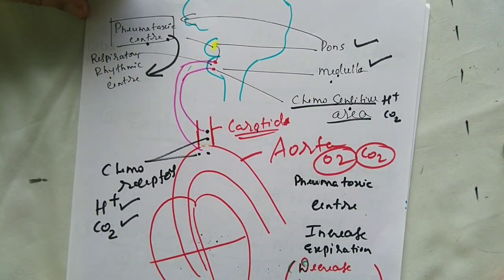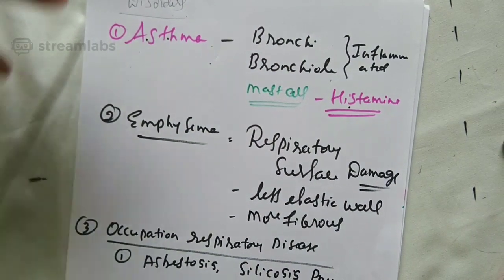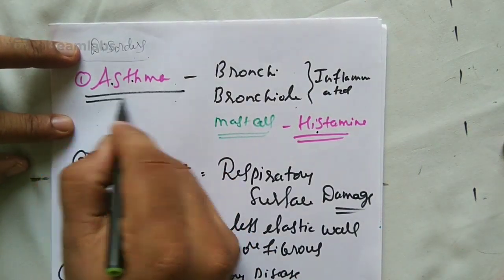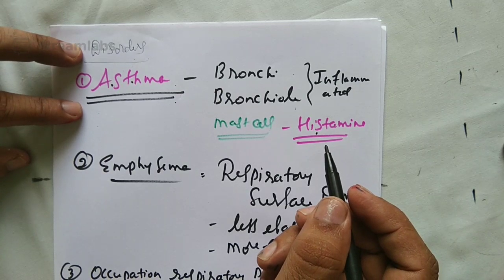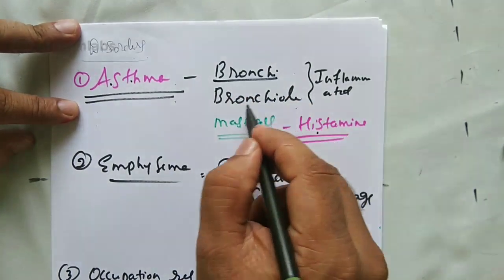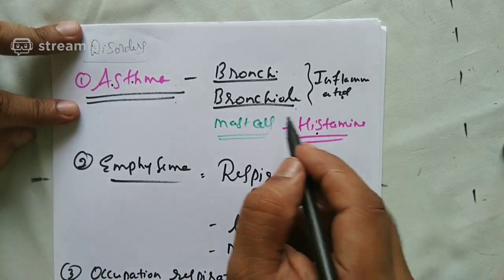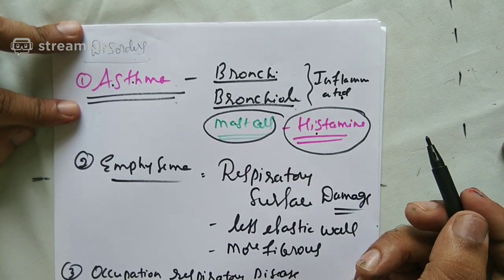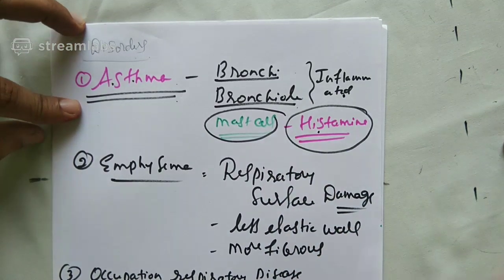Note it down, and I'm moving on to the next one, the last aspect, called disorders. See here. Disorders, when you're discussing, first is asthma. Asthma is a condition where difficulty in breathing leads to wheezing, a kind of sound, because the bronchi and bronchioles get inflamed. The reason for inflammation is the mast cell, which produces histamine. When a mast cell forms histamine, what happens? Bronchi and bronchioles get inflamed.